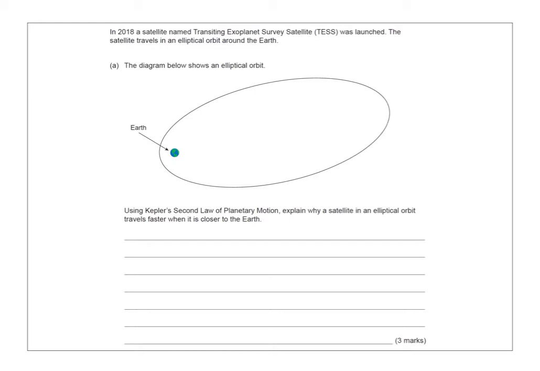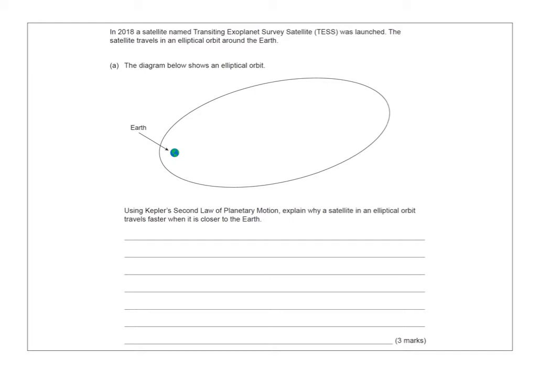So here's our typical Kepler's law question. In 2018, a satellite, the Transiting Exoplanet Survey Satellite, was launched. The satellite travelled in an elliptical orbit around Earth. The diagram shows an elliptical orbit. Using Kepler's second law of planetary motion, explain why a satellite in an elliptical orbit travels faster when it is closer to Earth.